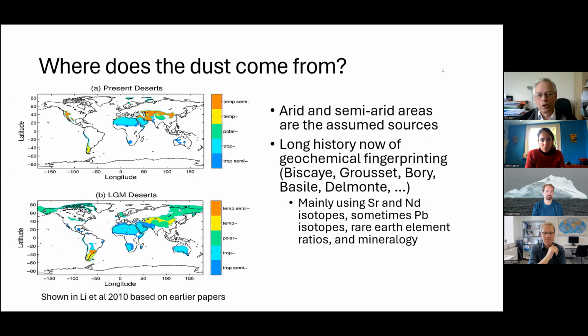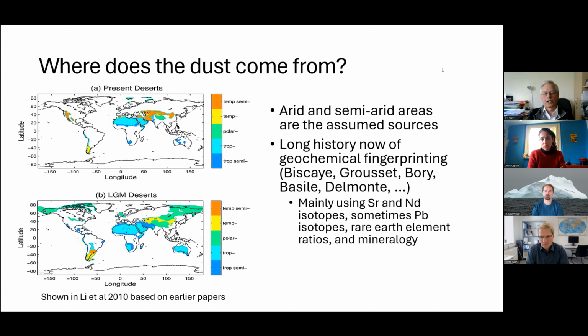So we need to step backwards before we talk about what could be happening at the source and the transport, to think where the dust is actually coming from. This is a map that was in a paper about a decade ago, but I don't think it's substantially wrong of where we think the main sources might be. It comes from arid and semi-arid areas, obviously.